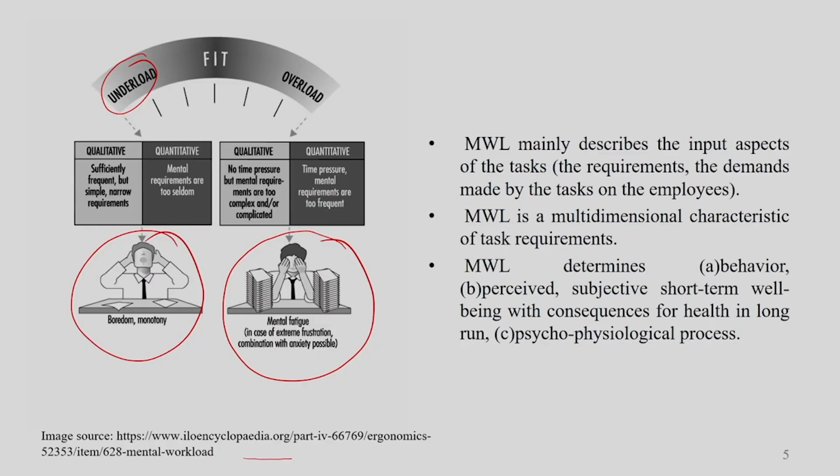So, mental workload determines the behavior, it perceives the subjective short-term well-being with consequences for health in the long run, and psychophysiological processes. So, all these three components: behavior, perception of subjective short-term well-being with the consequences for health, and the psychophysiological processes. Okay. So, mental workload determines all these three factors, and based on those consequences, based on that feasibility, only then can we understand whether it is overload or underload.